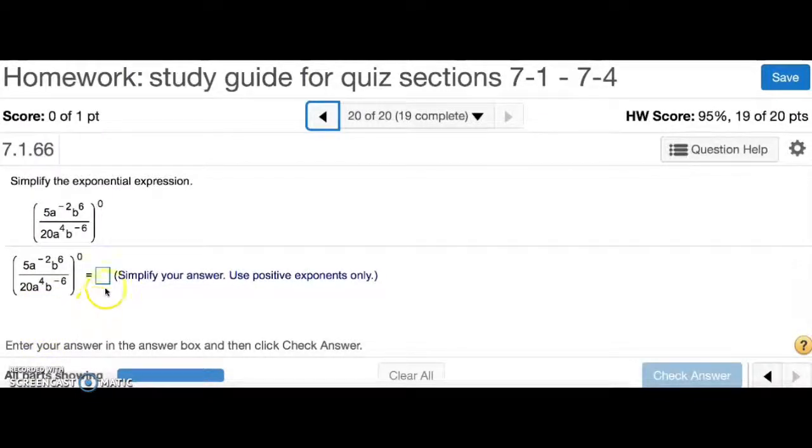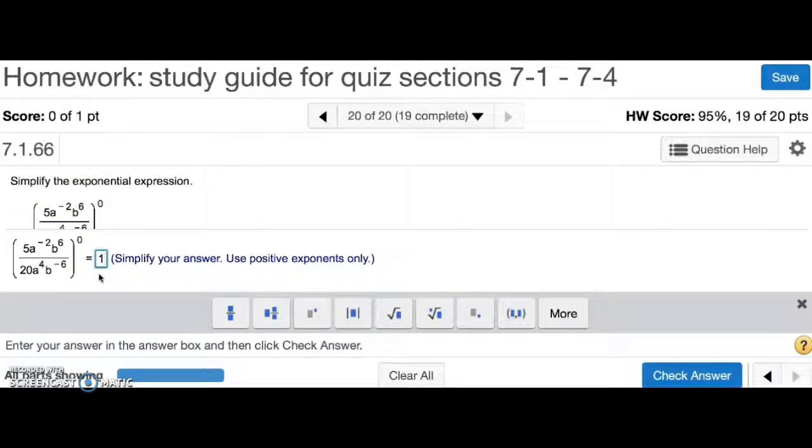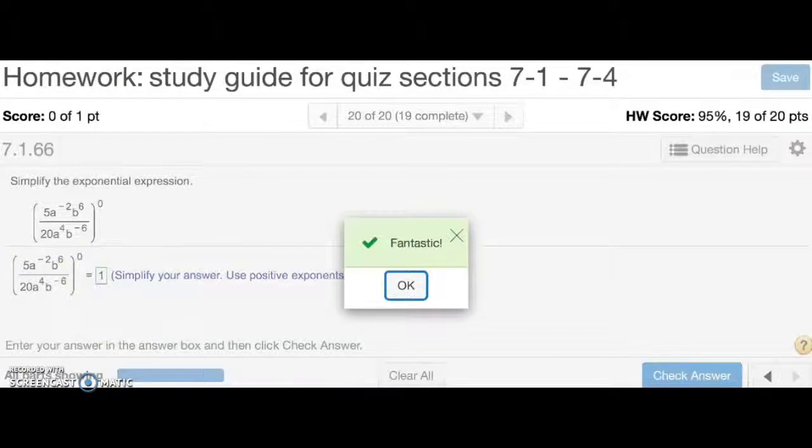Number 20, easiest one of all. Anything to the 0 power aside from 0 is going to be 1. So all this mess here to the 0 power is just going to be 1. So your answer is just 1. And that is your study guide.